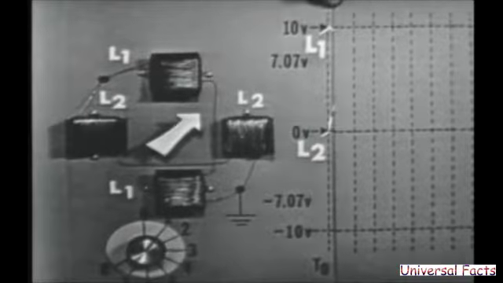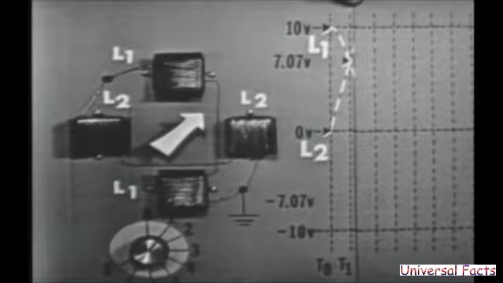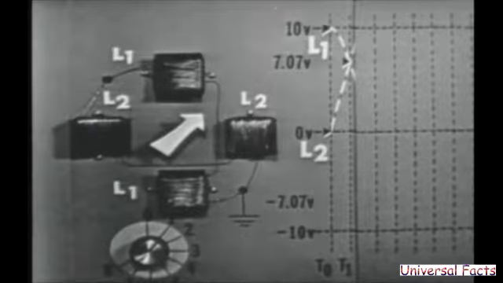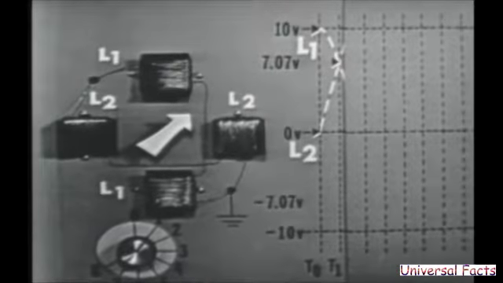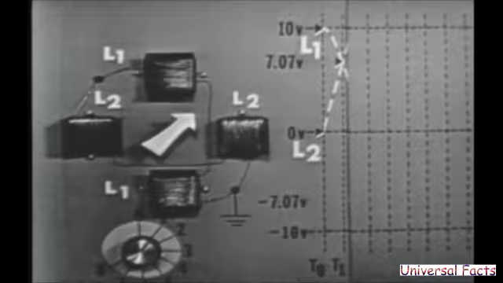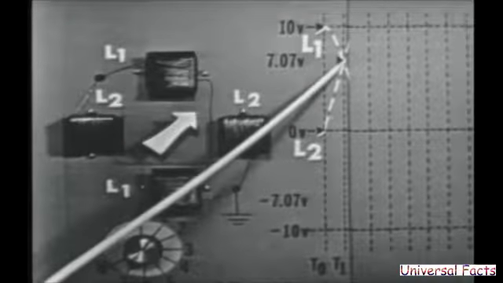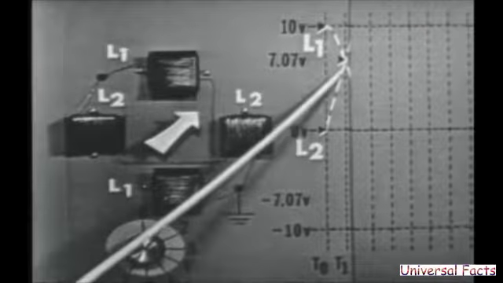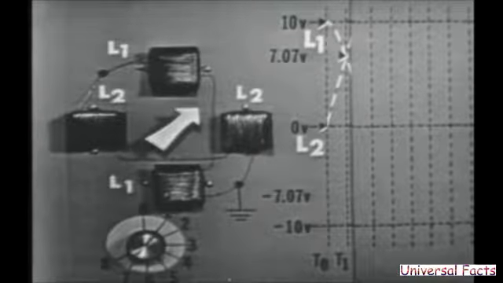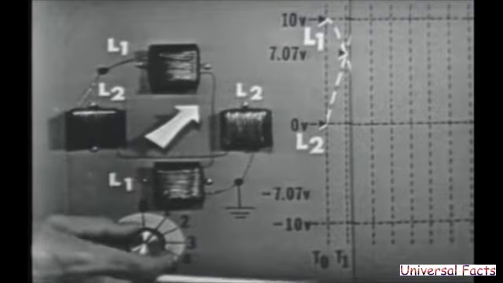There we go. Now, at time 1, the pointer is indicating 45 degrees. Now, this tells us that both coils must now have voltage applied to them. The voltage on L1 has dropped to 7.07 volts, and the voltage on L2 has now risen to 7.07 volts. All right, switch it to time 2.